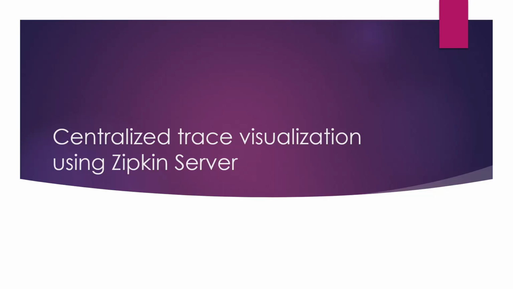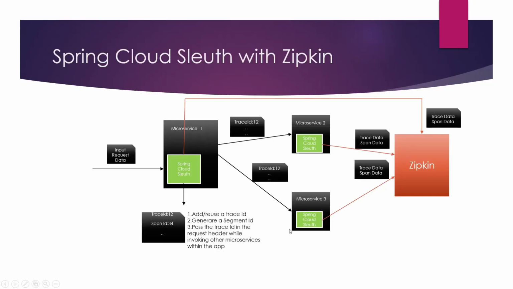So we'll see that in a diagram. Let us take the example that we had earlier. We have these three microservices, with microservice one receiving the input request, and we have instrumented each of the microservices with Spring Cloud Sleuth. Spring Cloud Sleuth adds a series of steps for each request that it receives. So now what we are going to do is let the Spring Cloud Sleuth at each microservice send the generated trace data to the centralized Zipkin server which we have here.